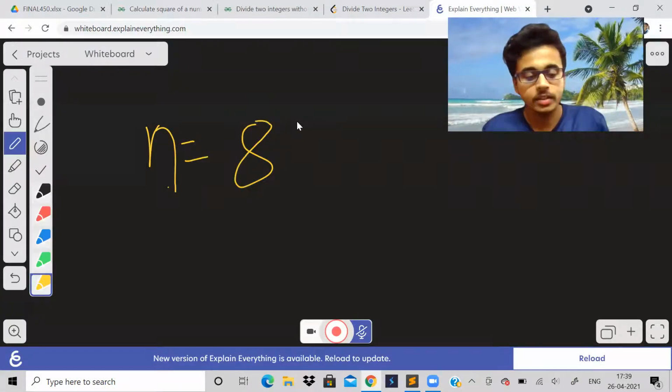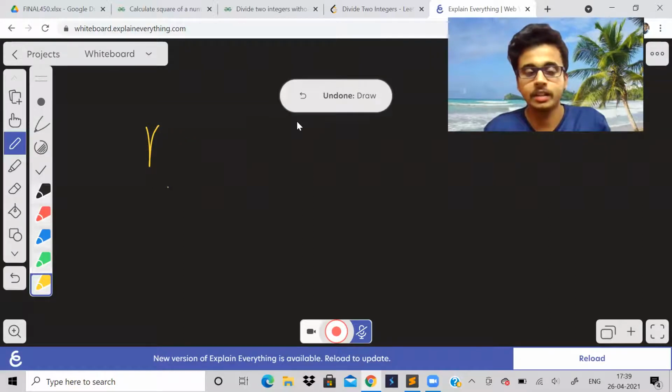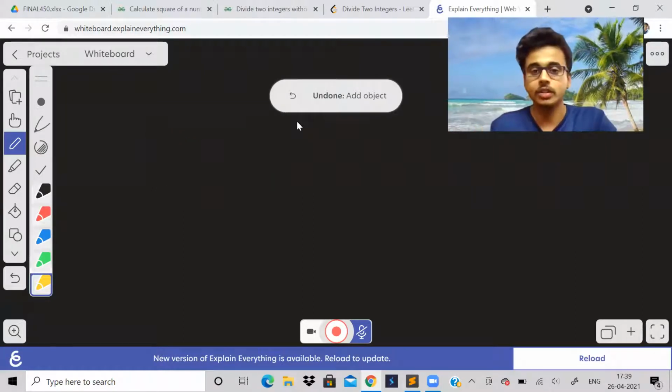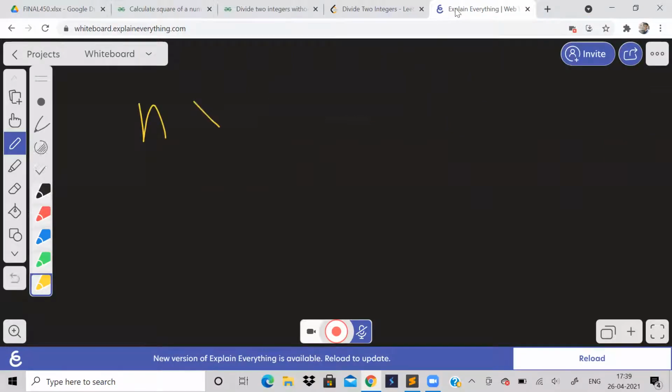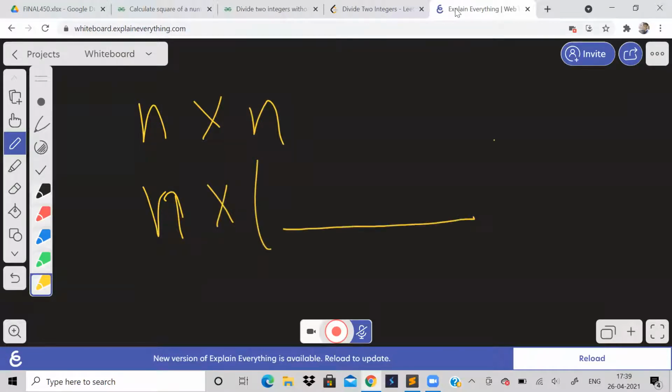So now let us go to the next approach. This next approach is also very nice. What does the next approach say? You have to find out basically n square, which is equal to n into n. Now this n into this n can be written in a different way.